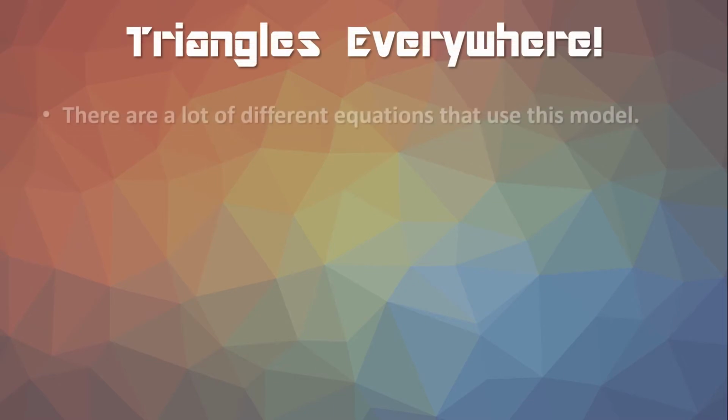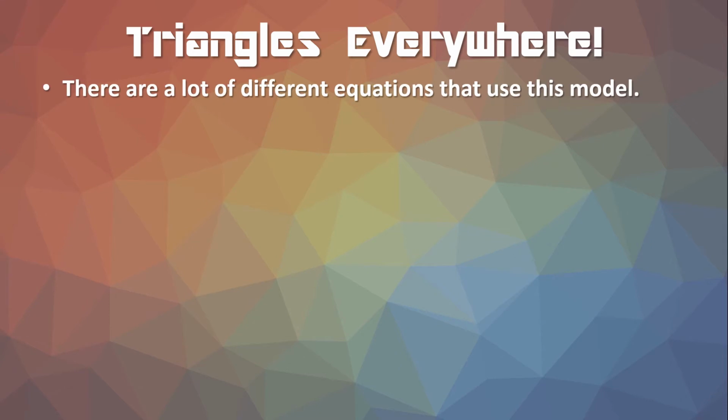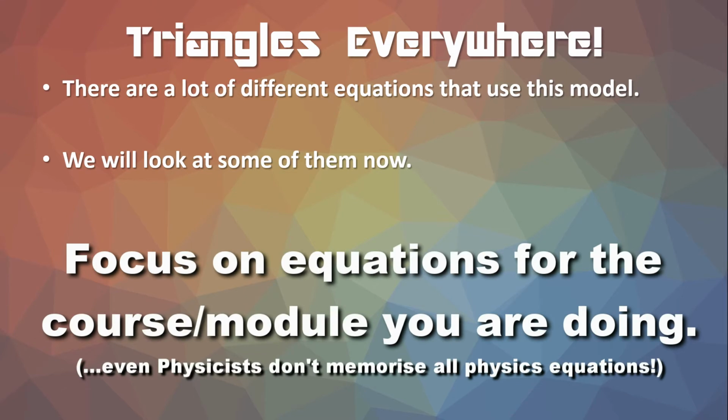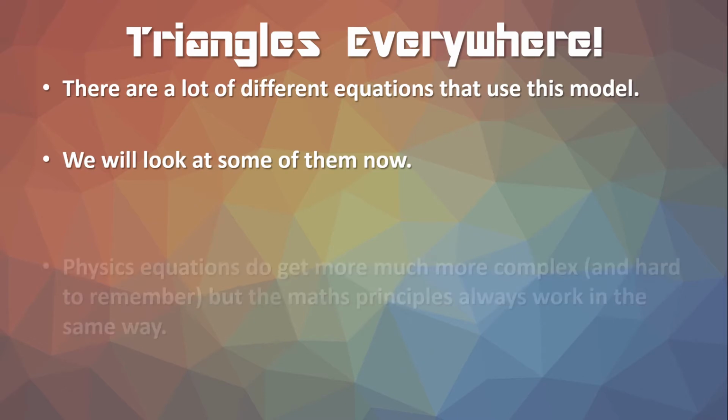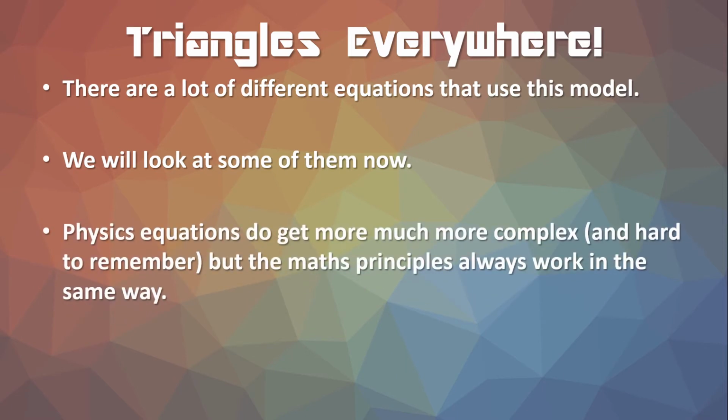There are a lot of equations like this in physics, and we're going to go through some of them now. You probably won't need to know all of these at one time, but you can start to see the math that runs all the way through physics and see that it works the same way in something like mechanics as it does in something like electromagnetism. Of course, physics equations will get much more complicated and hard to remember, but the maths principles always work in the same way. And whatever area of physics you are studying right now, remember that practice makes perfect. We're not going to do any practical examples in this video, but you must do practical examples to get better at physics.